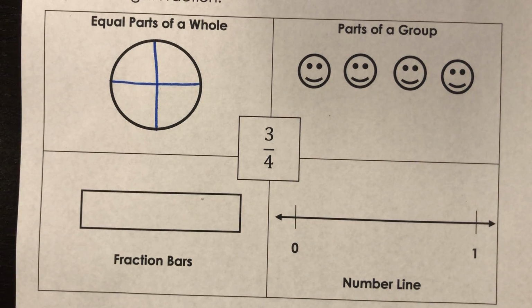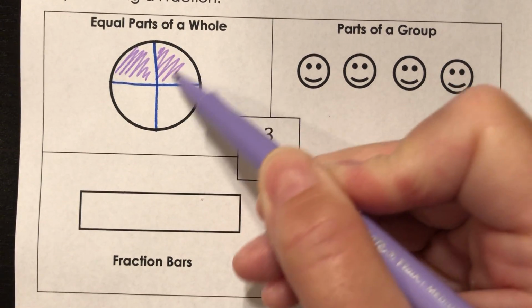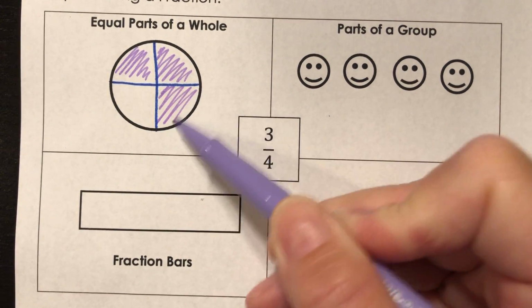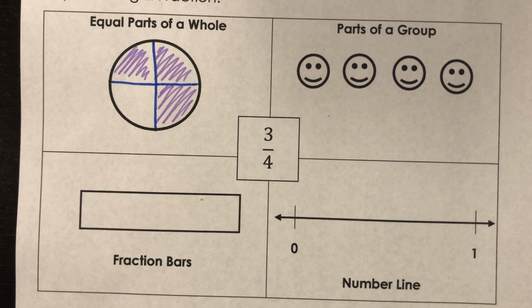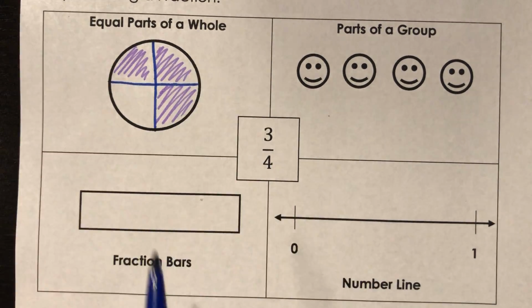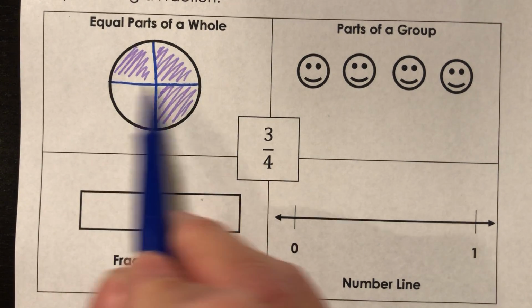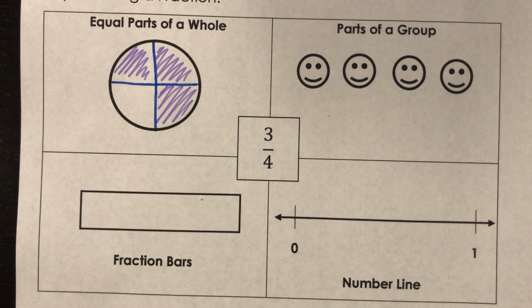To show 3/4, that just means that I can shade 3 of those 4 pieces. And again, I'm not making this perfect. These are notes for us to be able to refer back to. So this shows 3/4. This was equal parts of a whole. The whole meaning I have one whole circle that's cut up into 4 pieces. I'm showing 3 of those.